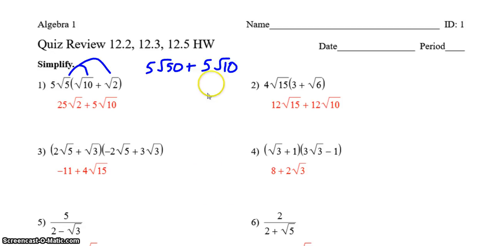Now, 5 root 10 cannot be simplified, but the square root of 50 can be broken up as root 25 and root 2. So this becomes a 5, and then those two outside terms go together, and this becomes 25 root 2 plus 5 root 10.